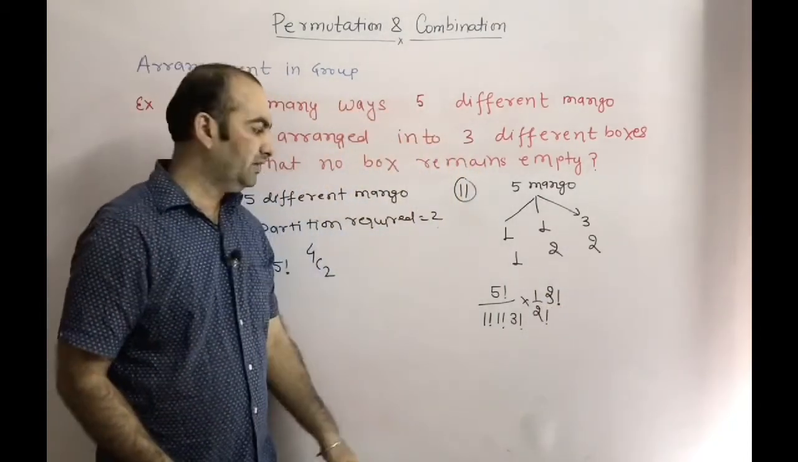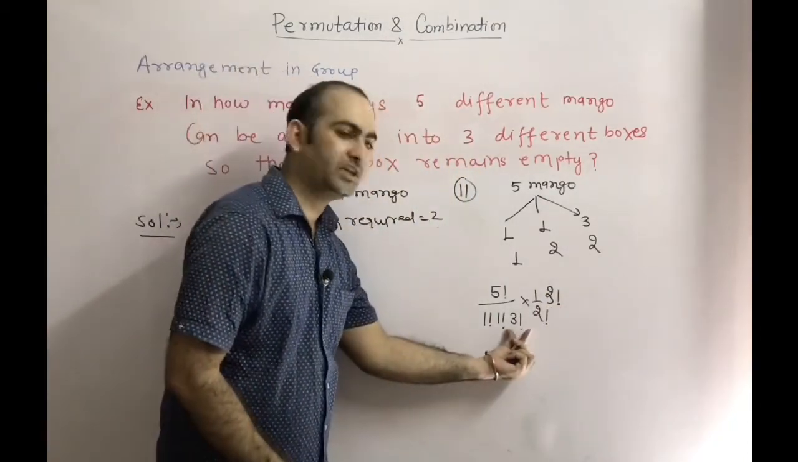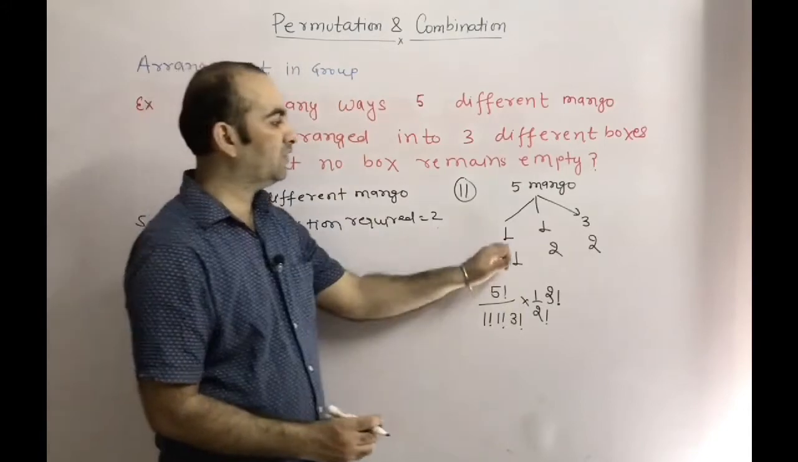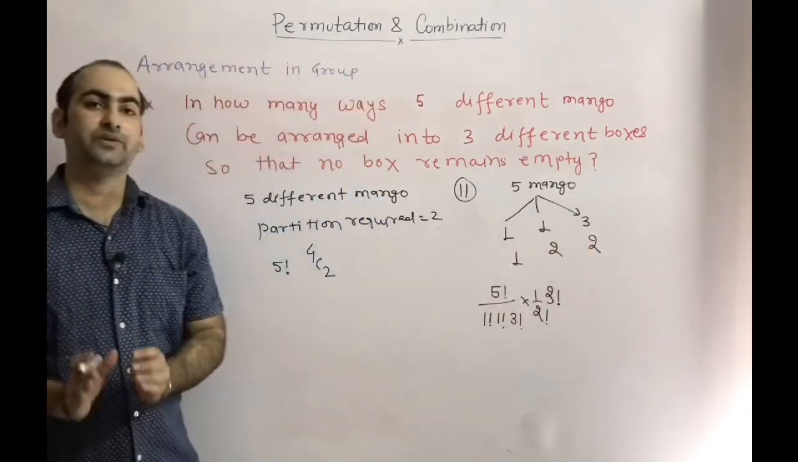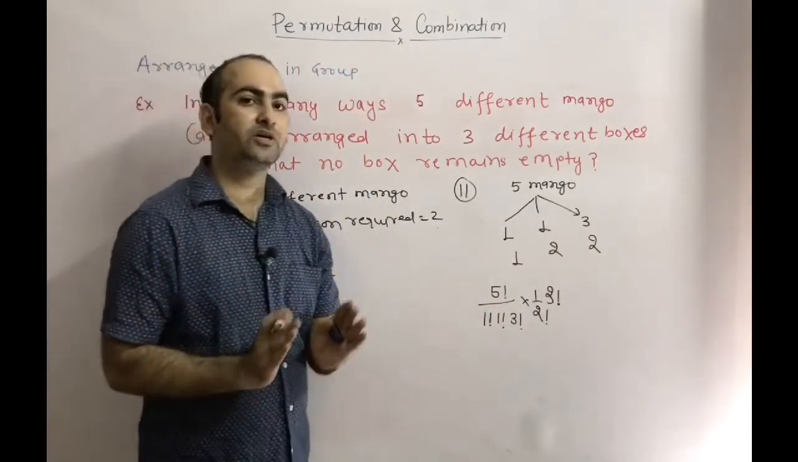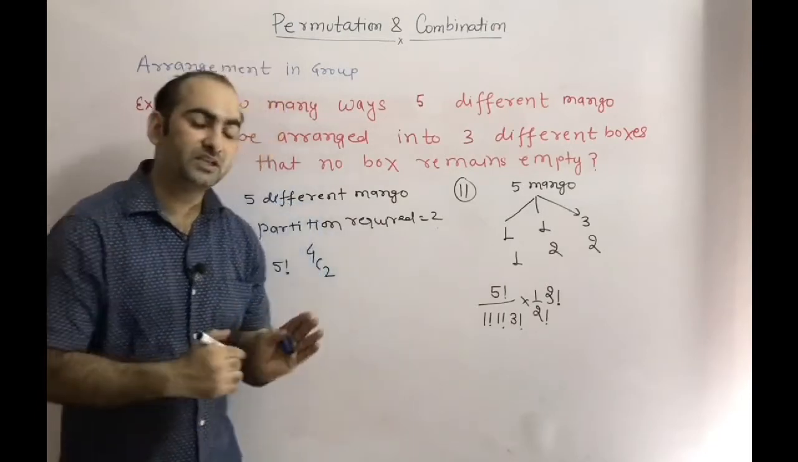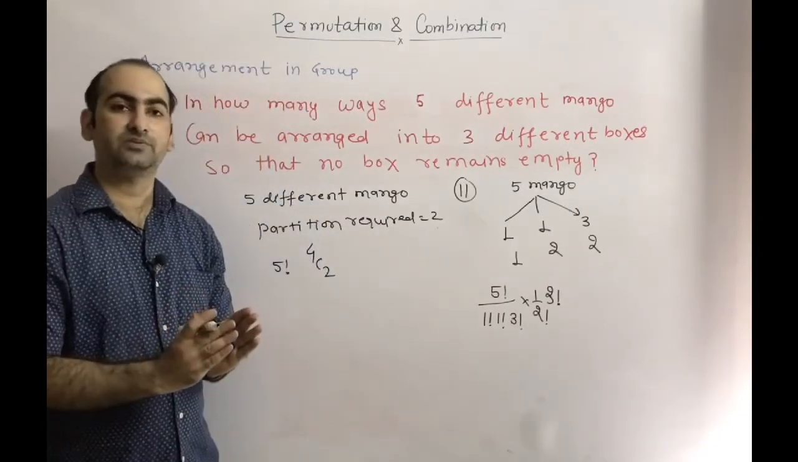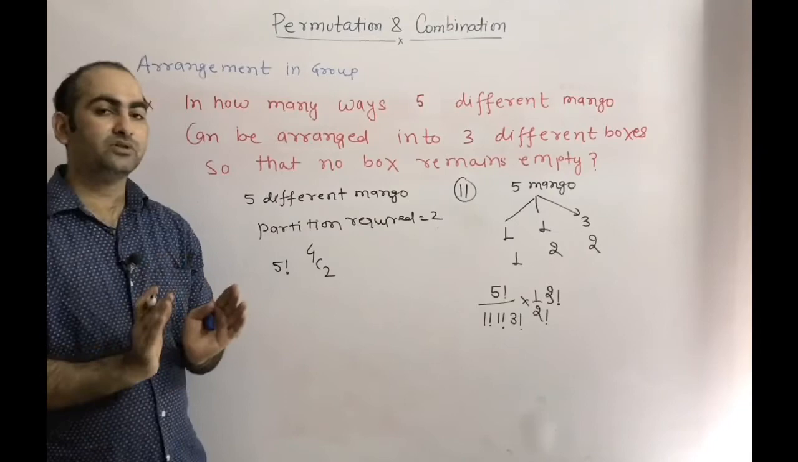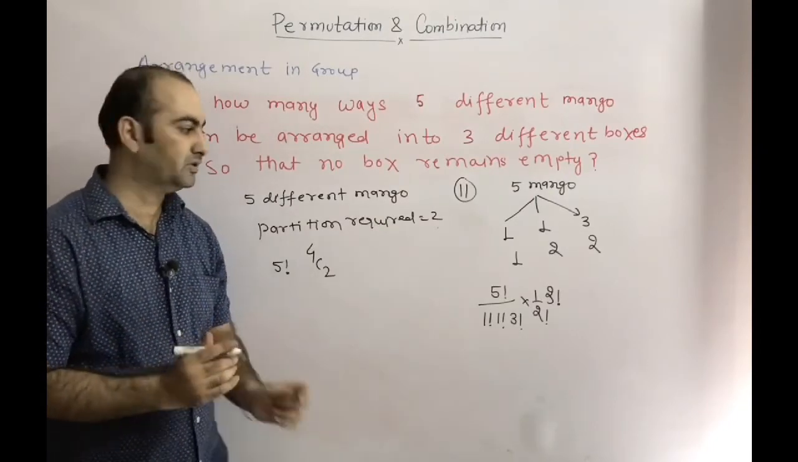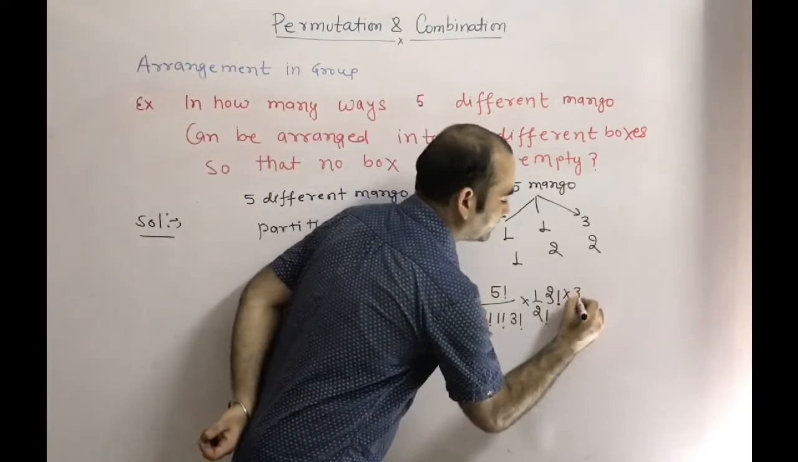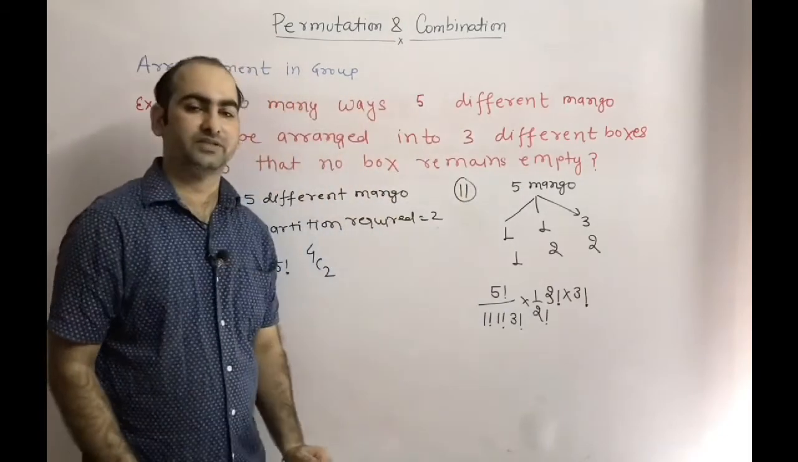Now in one of the boxes, how many mangoes will go? 3 mangoes, because we are dividing 1, 1, 3. So in one of the boxes we have 3 mangoes and all 3 mangoes are different. These 3 mangoes can be interchanged internally also. So 3 mangoes in a box, how many ways can we arrange? That is 3 factorial, so we have to multiply by 3 factorial. That is the first case.